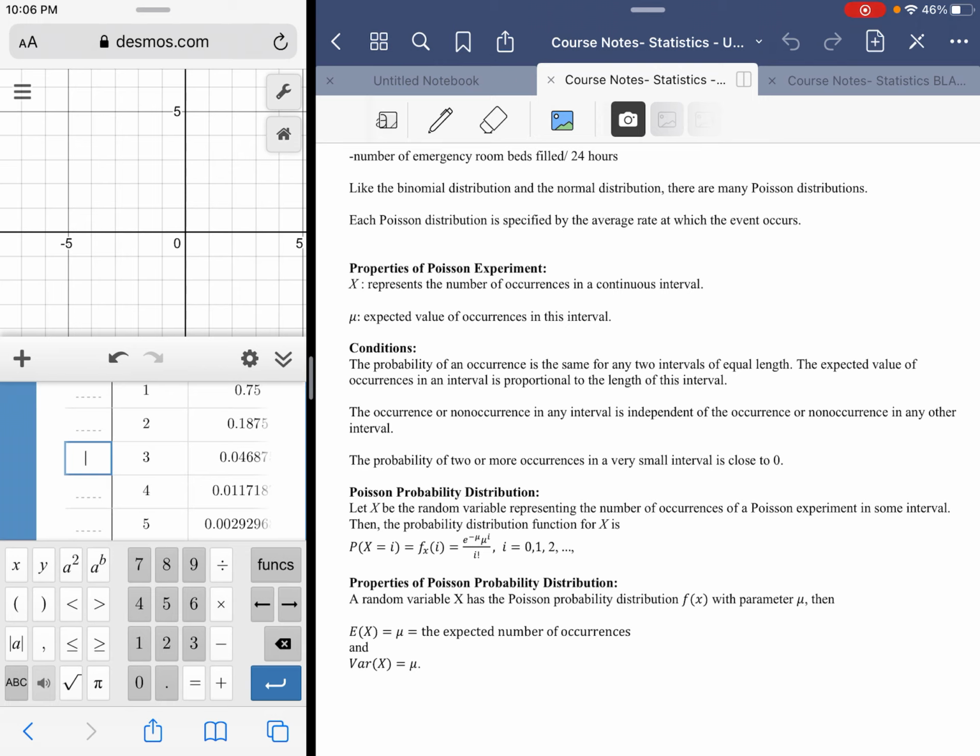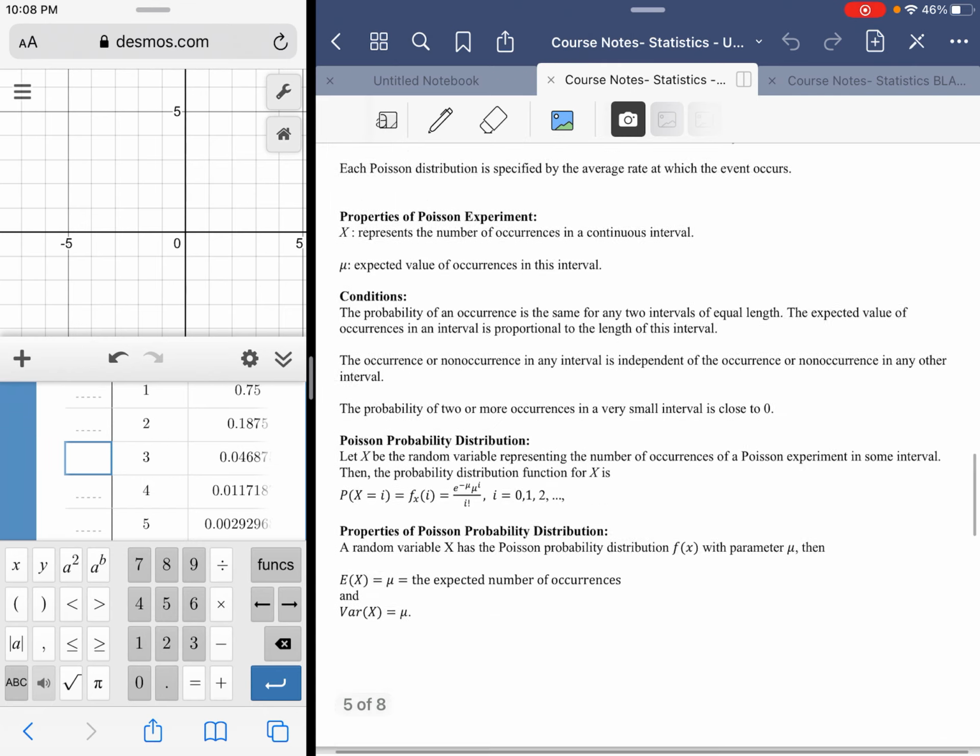Alright, conditions: the probability of an occurrence is the same for any two intervals of equal length. The expected value of occurrences in an interval is proportional to the length of this interval. One is a consequence of the other. The occurrence or non-occurrence in any interval is independent of the occurrence or non-occurrence in any other interval. So the 24-hour period for emergency room visits selected would be independent from any other 24-hour period that would be selected. And the probability of two or more occurrences in a very small interval is very small, so close to zero.